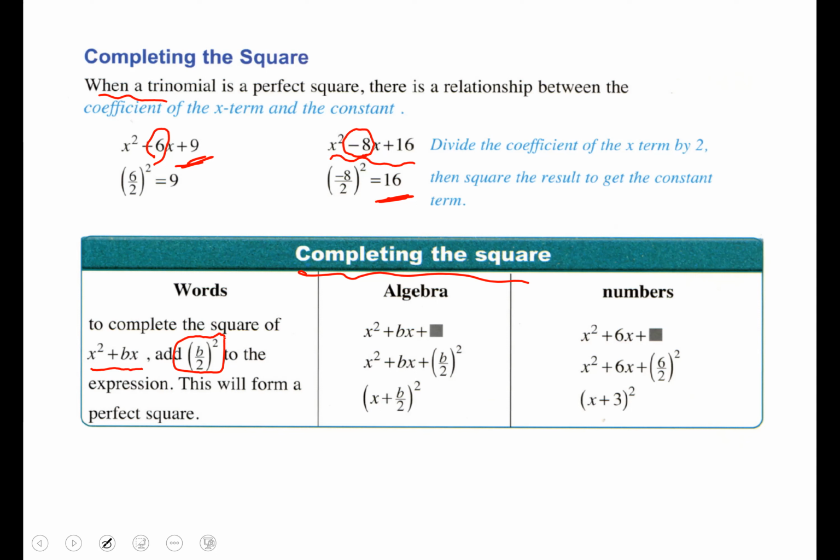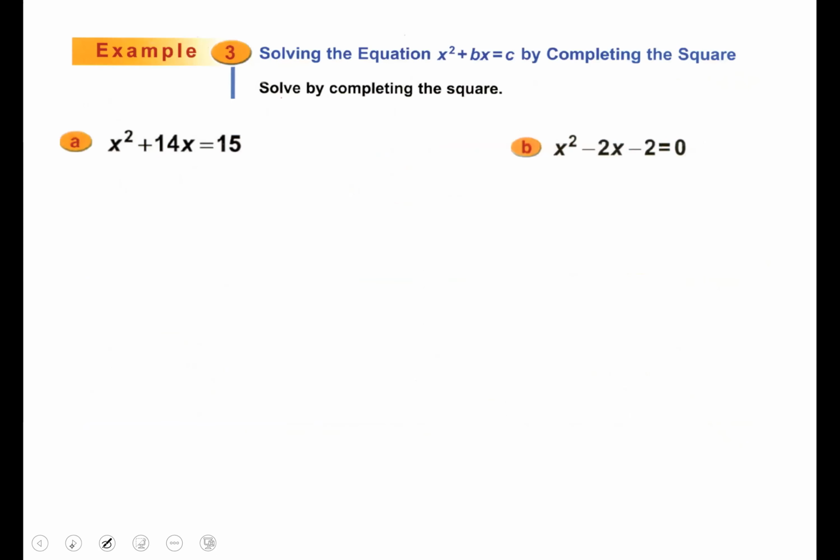Let's explain more by example 3: solving the equation x squared plus bx equals c by completing the square. Let's start. Active the pen first. You see, guys, we have x squared plus 14x equals 15. First of all, as we said before, what should you do? You are going to take this number.